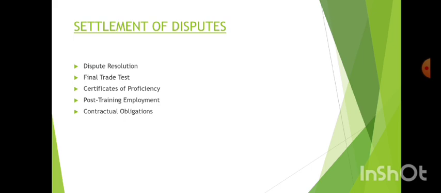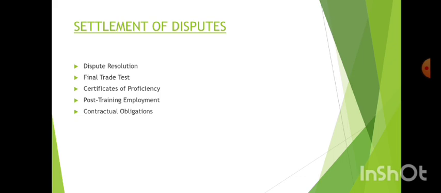At the end of the period of training, an apprentice is required to appear for a final All India Trade Test conducted by the National Council for Training in Vocational Trades. So after this training, there will be a test exam, and only if he passes that, he is qualified for working. The scheme provides for the grant of certificates of proficiency to successful apprentices. That's a certificate of completion also.